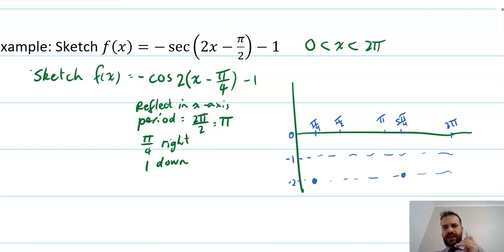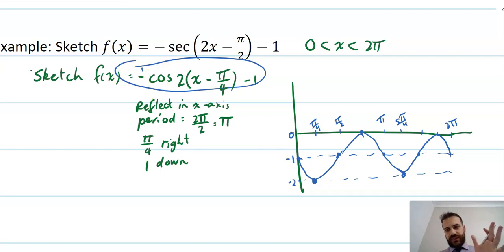Now, if its period is pi, then things are going to happen at pi on 4 increments. What I mean by that is pi on 4 here, and then here pi on 2, and then here 3 pi on 2, and then here pi, and then here 5 pi on 4. And that means that it's going to be here at 0. And I can sort of sketch that in, try to get a decent looking sketch. And then what do I have? 5 pi on 4, 6 pi on 4 would be here. 7 pi on 4 would be there, and 2 pi would be there. Okay, now that is that function.